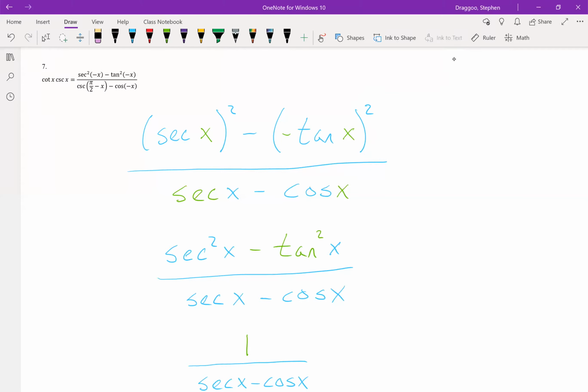Moving into the denominator, I have a co-function identity on cosecant, so that's just equal to secant of x, and cosine of negative x, cosine is even, so I can simply drop that negative. So notice there is no double negative in the denominator. I still have secant x minus cosine x.